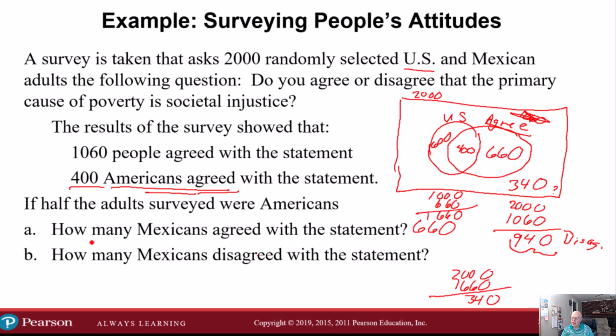So how many Mexicans agreed with the statement? We've got the 660. How many Mexicans disagreed with the statement? Well, that would be Mexicans that disagreed. So we throw out the US, throw out the agreed ones, and you've got 340.